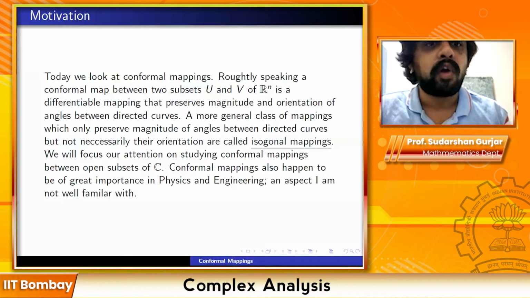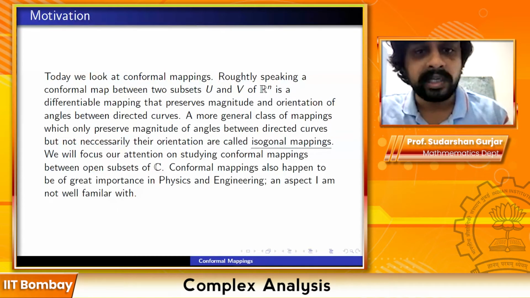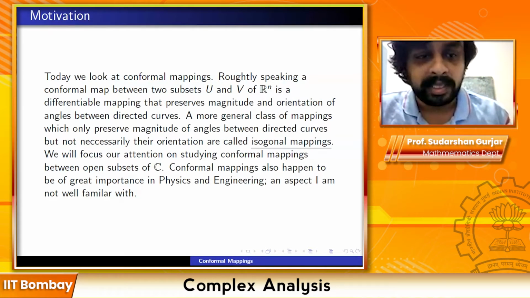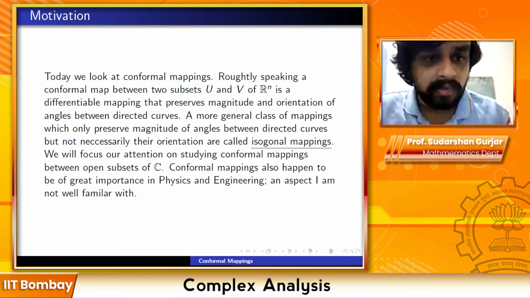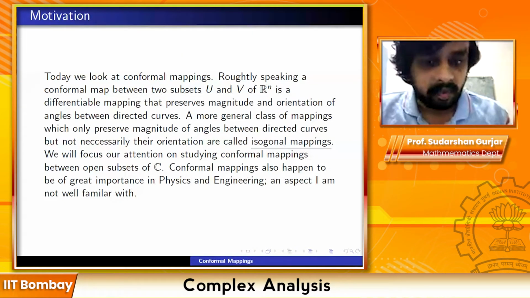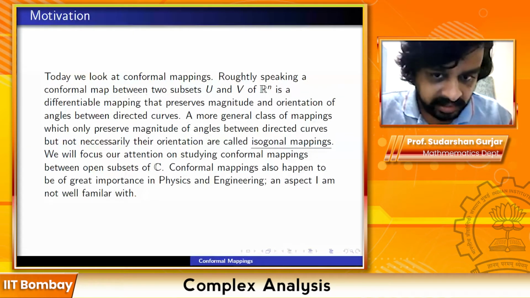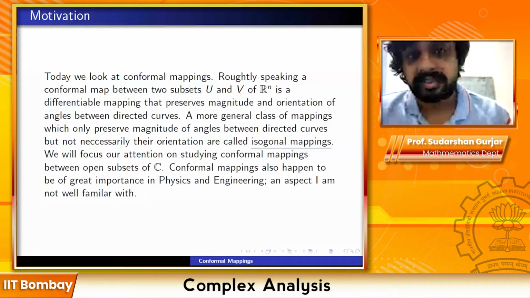Roughly speaking, a conformal map between two subsets of Rn is a differentiable mapping that preserves magnitude and orientation of the angles between the directed curves. There's a more general class of mappings which only preserves the magnitude of angles between directed curves, but not necessarily their orientation. These are called isogonal mappings. We will focus our attention on studying conformal mappings between open subsets of C. Conformal mappings also happen to be of great importance in physics and engineering, an aspect that I'm not well familiar with.